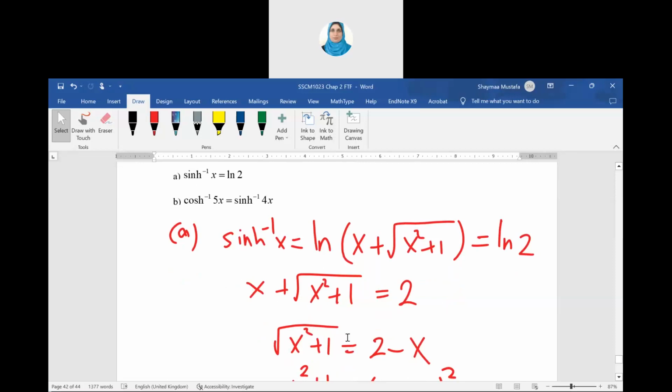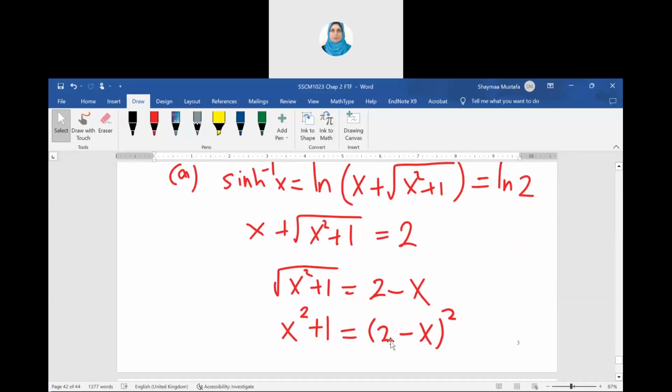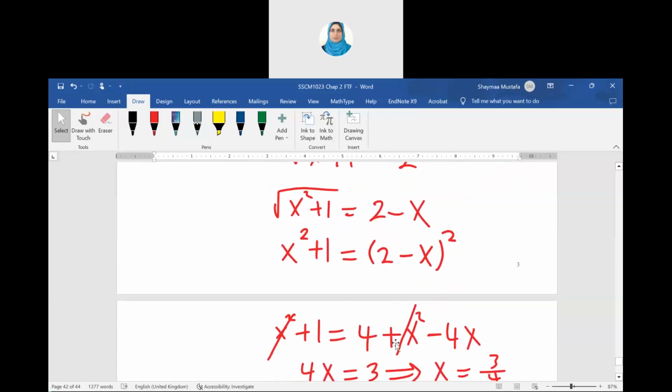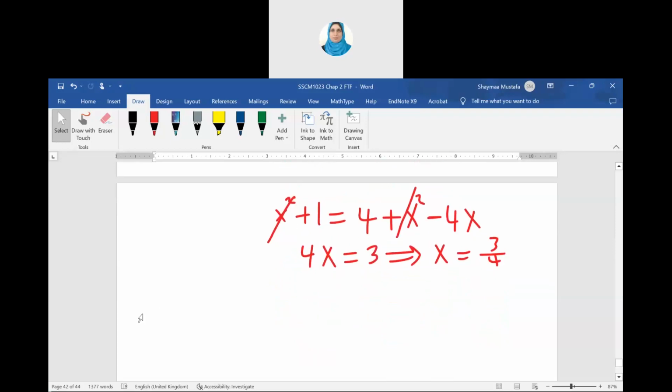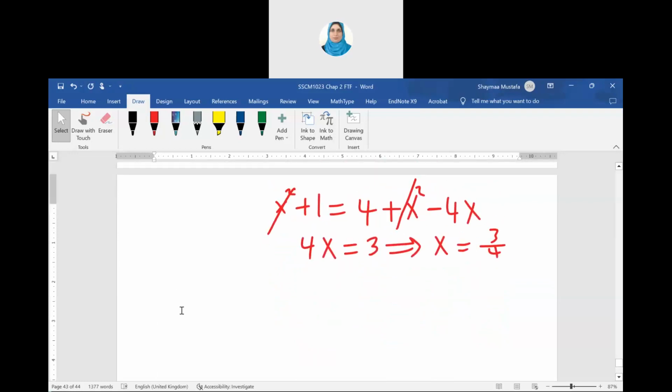You can square both sides from here, but maybe the calculation is more difficult. So it is easier to bring the x here. So the root of x squared plus 1 will be equal to 2 minus x. Now square both sides. You get x squared plus 1 is equal to 2 minus x squared. If you multiply 2 minus x by 2 minus x, you get 4 plus x squared minus 4x. Cancel x squared with x squared. So you have 4x is equal to 4 minus 1, which is 3. So x is equal to 3 over 4. Any question for the first solution? So far, so good. Okay, nice.